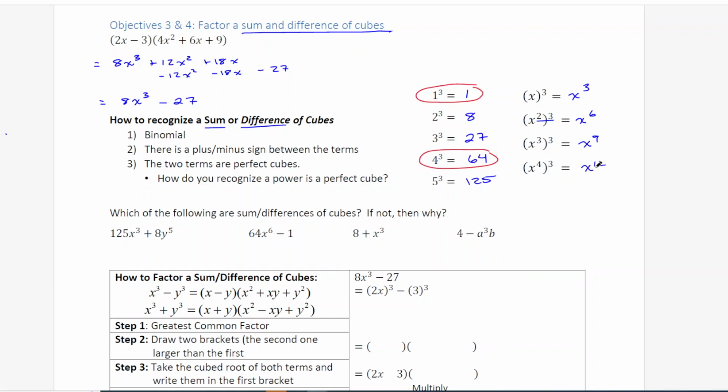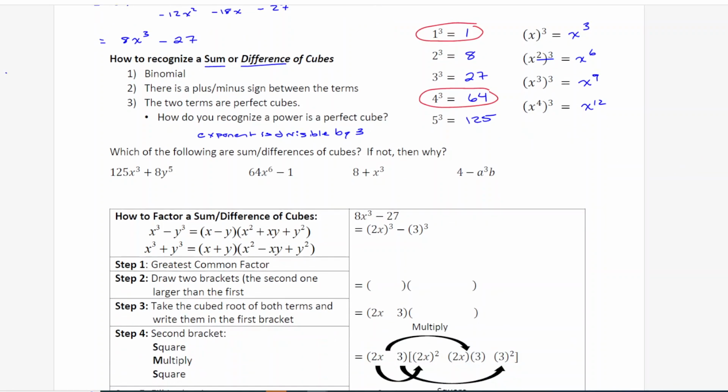What do you notice about all of these exponents? When we were looking at difference of squares, they were all divisible by 2. For this one, you should notice that the exponent is divisible by 3. Okay, that will make it a perfect cube power.